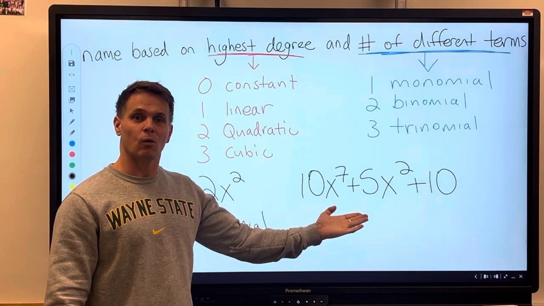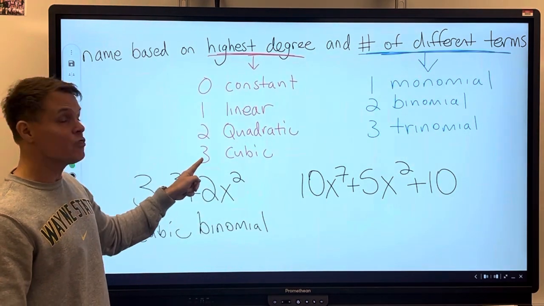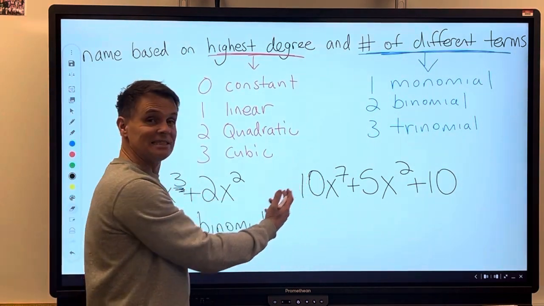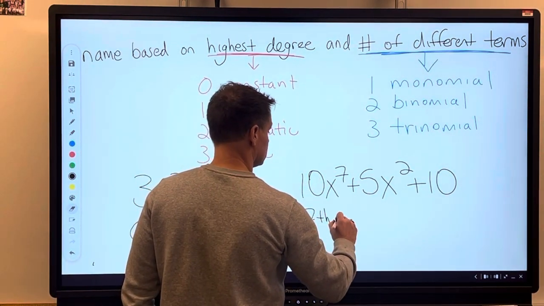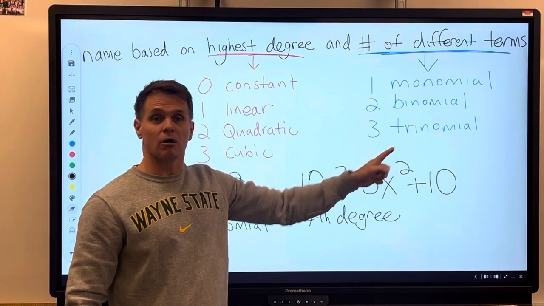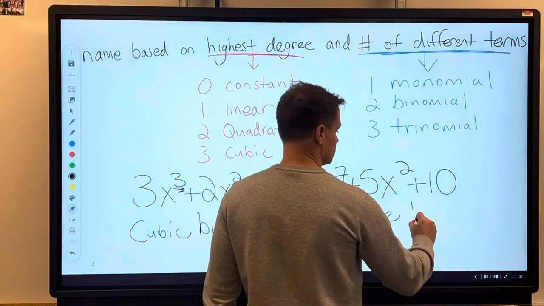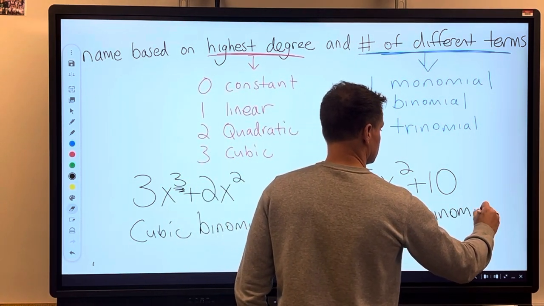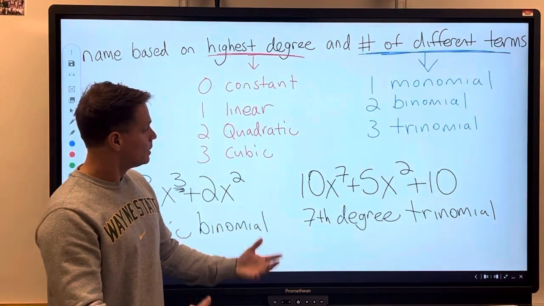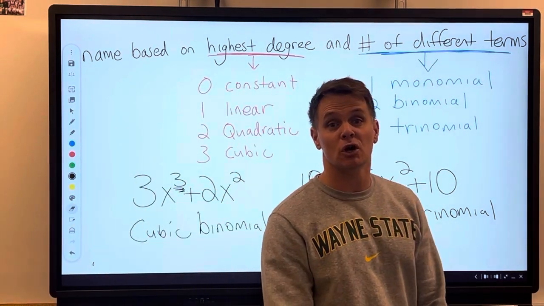Let's take a look at the second one. The second one, we're going to name it based on the highest degree, 7. It's more than 3. So when it's more than 3, we call it whatever number it is, degree. It's a 7th degree. Now we're going to look at how many terms there are. There's 3 different terms. When there's 3 different terms, we call it a trinomial. It's a 7th degree trinomial. So that is how we name polynomials based on the highest degree and the number of different terms.